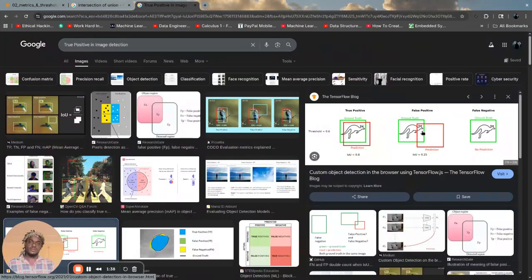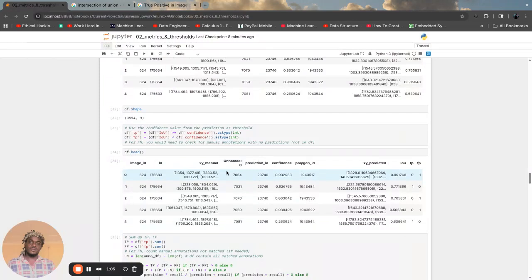The false positive is where they had the ground truth and the overlap, but the area of intersection, when I calculated the IOU, was below the confidence. This one was above or equal to the confidence threshold. Here it was below the threshold. As you can see, this one we can call a false positive because the IOU is below the confidence which we used as the threshold. And for the second one, this was a true positive because it's above the threshold.